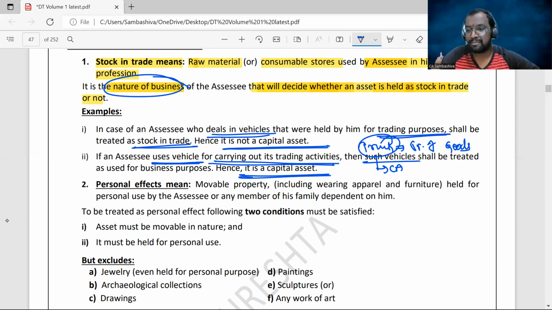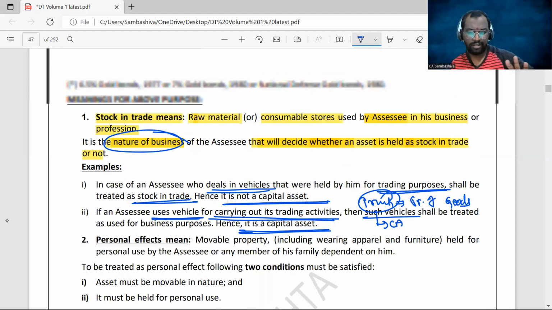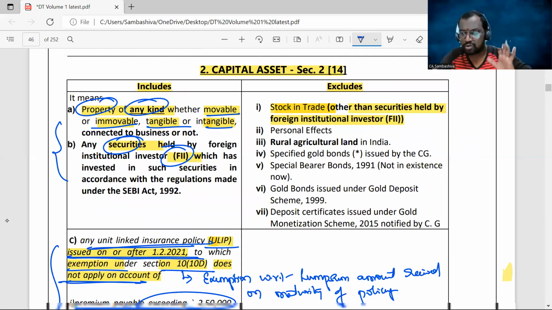I purchased the truck, but not for the purpose of resale. For the purpose of transportation of the goods from one place to another place. I'm using this truck in my business. So it is a capital asset to me. Clear? Everyone of you. It's not stock in trade to me. So the first one, capital asset excludes stock in trade.